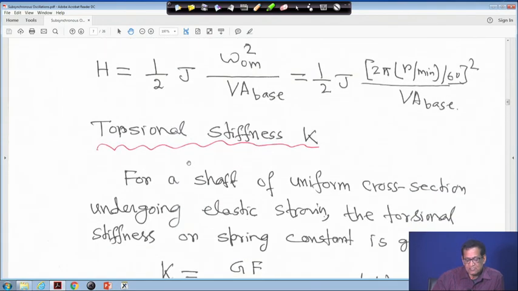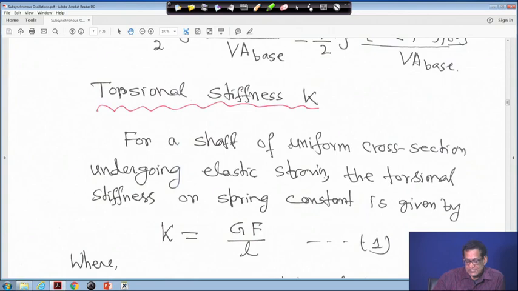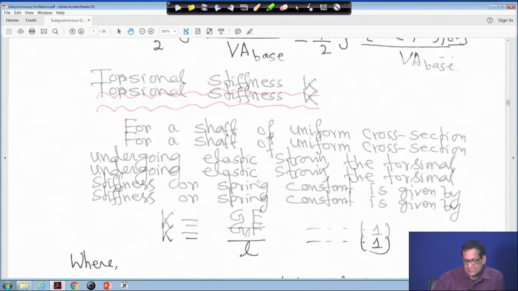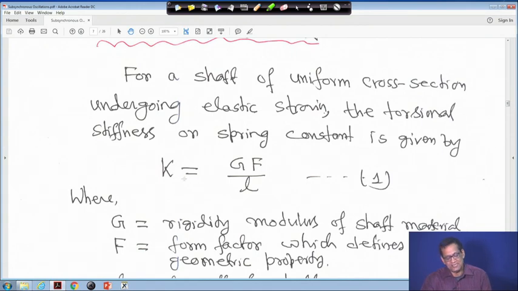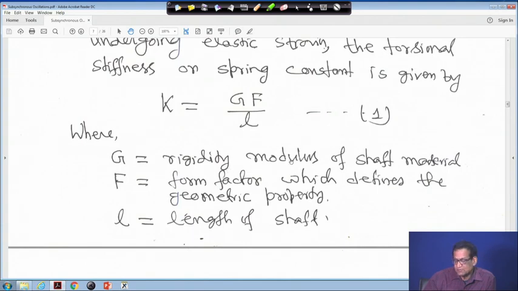Now, next is the torsional stiffness K. For a shaft of uniform cross section undergoing elastic strain, the torsional stiffness or spring constant is given by this, which is actually a little bit from physics. So, the torsional stiffness K is equal to G into F upon L, where G is the rigidity modulus of the shaft material, F is the form factor which defines the geometric property, and L is the length of the shaft. Therefore, K is equal to GF upon L, this is equation 1.